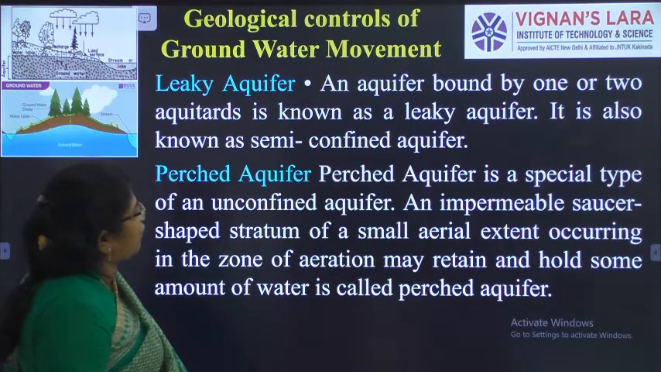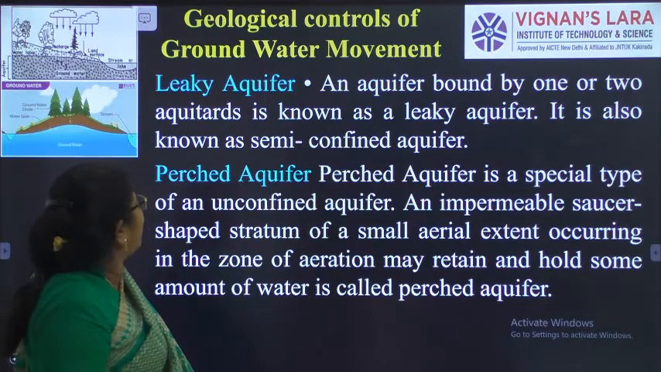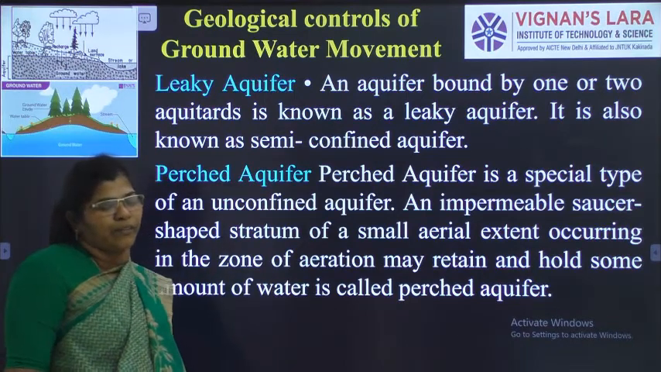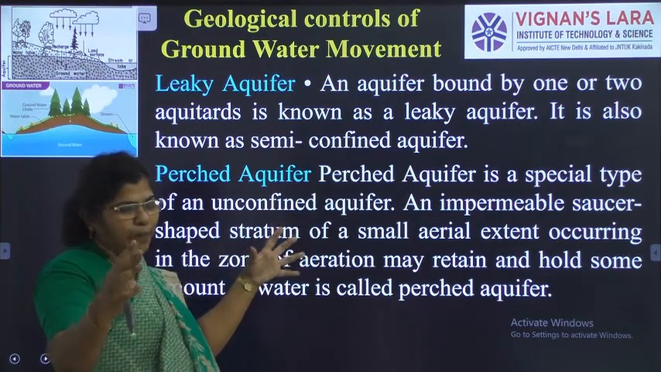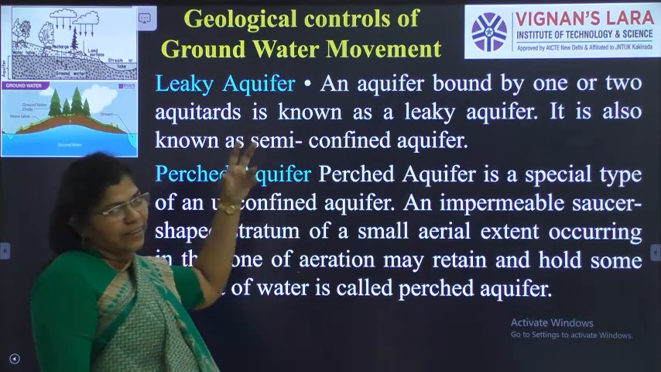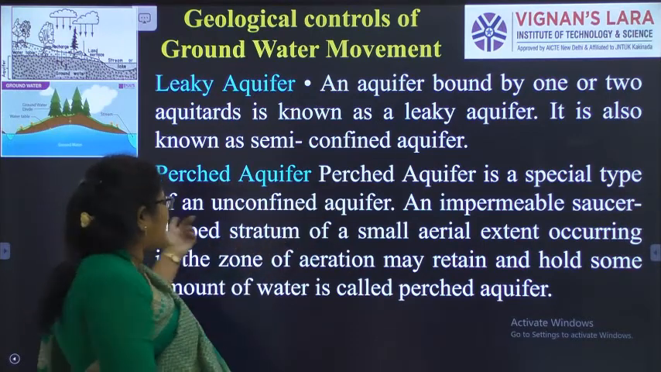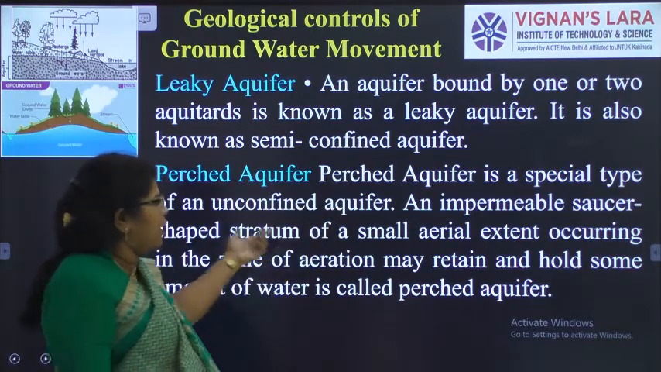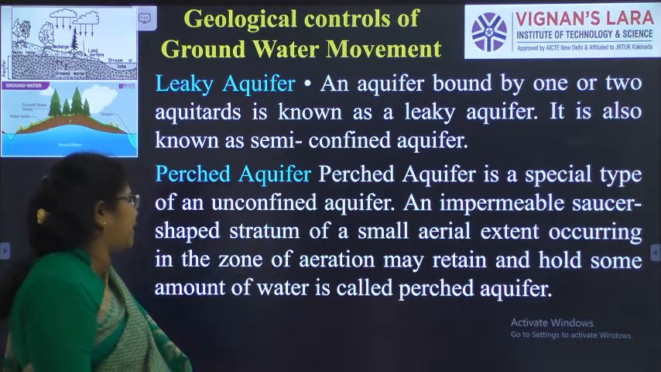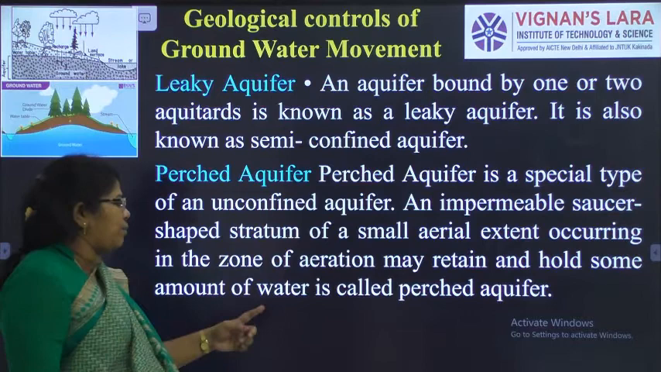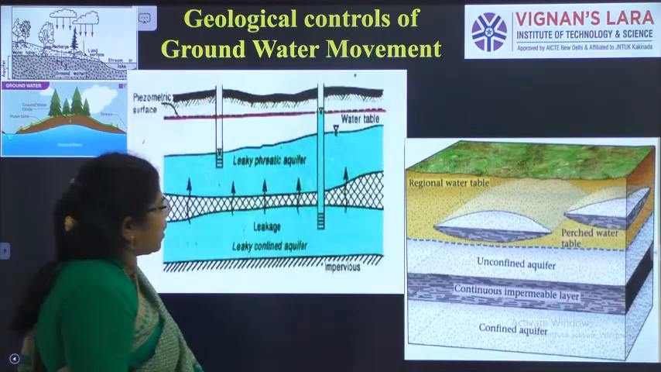An aquifer bounded by one or two aquitards is known as a leaky aquifer. It is also known as a semi-confined aquifer. So it will have the aquitard, and here and there a break, so that it acts as a semi-confined aquifer. The perched aquifer is a special type of unconfined aquifer. A permeable saucer-shaped stratum of small areal extent occurring in the zone of aeration may retain or hold some amount of water. We call it a perched aquifer.